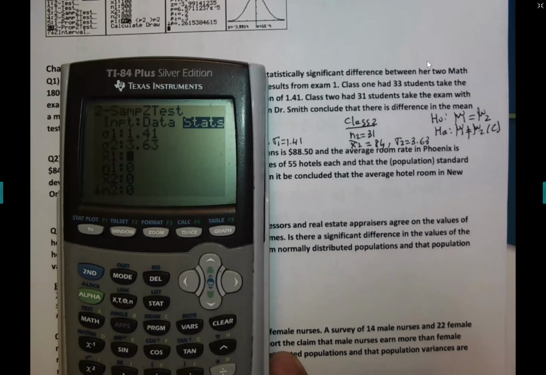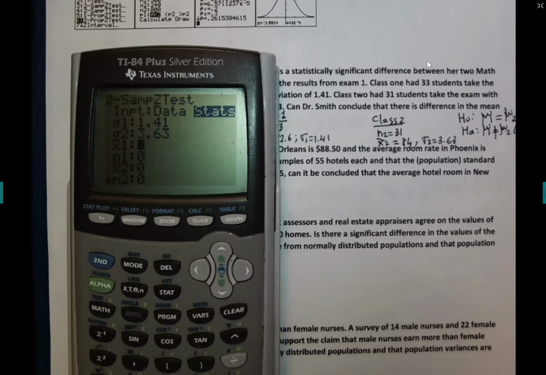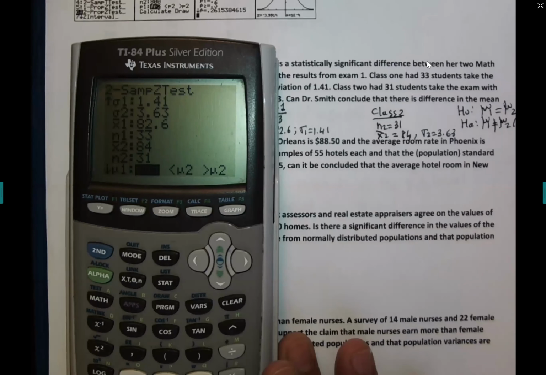X1 bar was 82.6. 33 students. X2 bar was 84. And N2, we had 31 students in the other class. And we're testing that mu1 is different from mu2. Make sure to select the alternative sign, guys, and press enter. Otherwise, it will not be selected properly. And then scroll down and hit calculate.